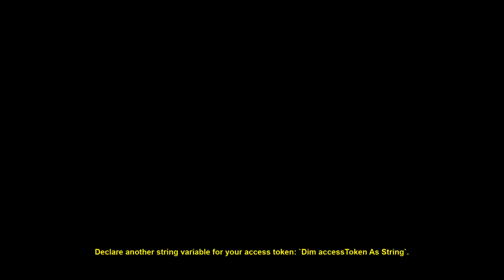Declare another string variable for your access token. Dim accessToken As String. Assign your actual Bitly access token to this variable. accessToken equals your_access_token.